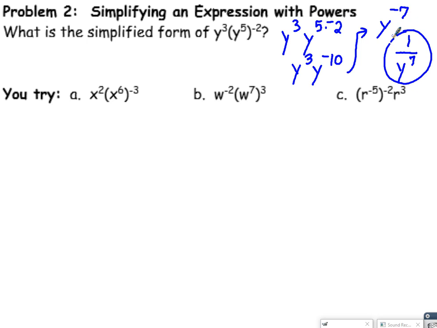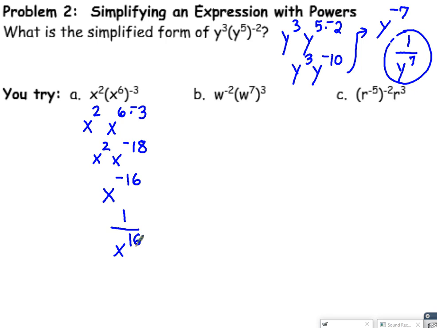Okay, letter A. First of all, we write x squared, and we have to raise the second part to a power. So 6 times negative 3. This now gives us x squared times x to the negative 18. You then must add your exponents to get negative 16. And again, we have a negative exponent, so 1 over x to the positive 16.